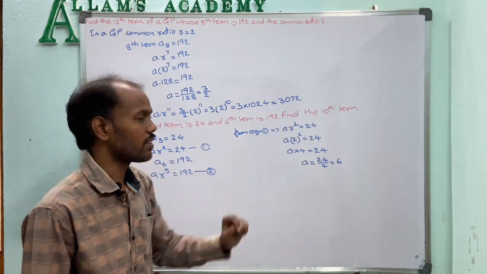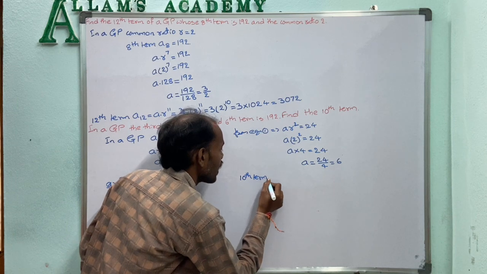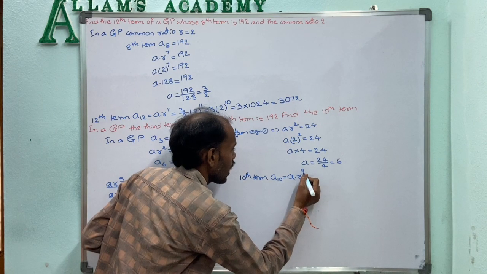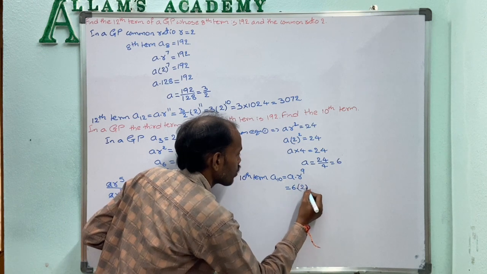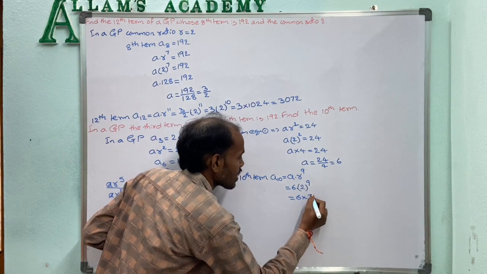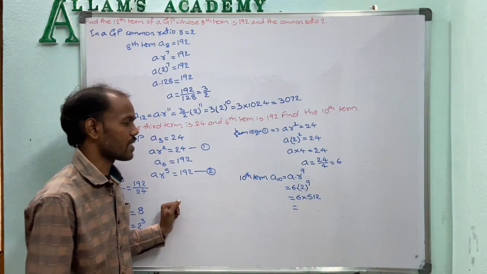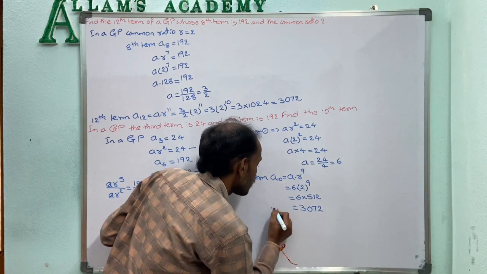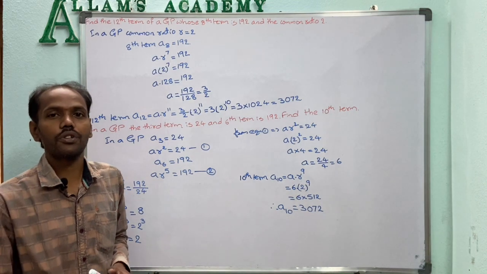Now we are asked to find the 10th term. So the 10th term a10 is equal to a into r power n minus 1, that is a into r power 9. So a equal to 6 and r equal to 2. So 2 power 9 is 512. So 6 into 512 is 3072. So the 10th term of this geometric progression is 3072.